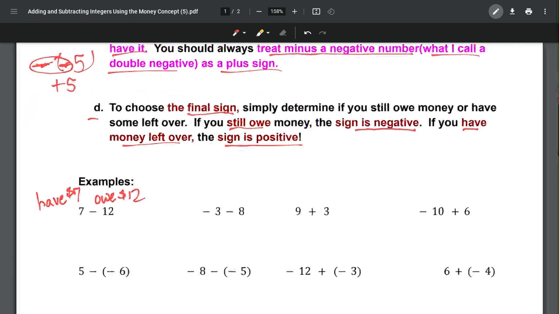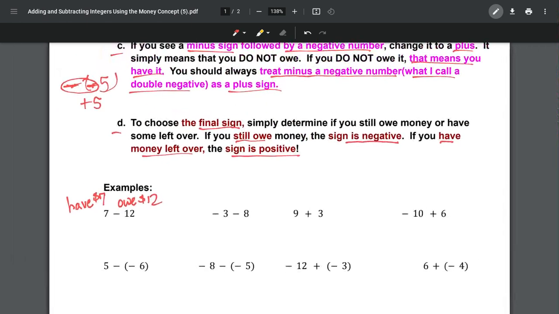And I'm just trying to see, do we got common sense here, guys? If you have $7 and you owe me 12, how much money do you still owe me? Because you definitely still owe me. Okay? You only have 7 to give to me. How much do you still owe me? Well, you should know you still owe me $5. So if you still owe me 5, your answer is -5.